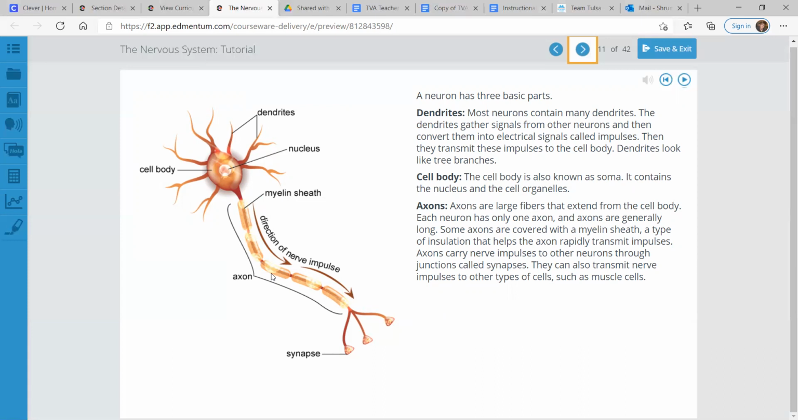Axons carry nerve impulses to other neurons through junctions called synapses. They can transmit nerve impulses to other types of cells, such as muscle cells. So dendrites take in signals from other neurons, convert them into electrical impulses, and they're sent to the cell body. And then that goes to the axon, and they are able to carry those impulses to other neurons through synapses, and they can also go to other types of cells.